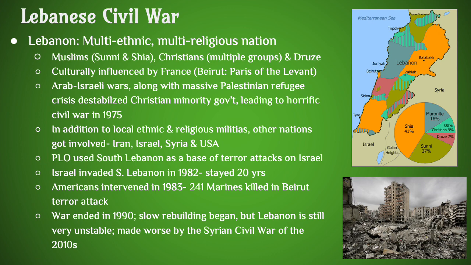And we arrived in 1983 and thought we were going to be the big boys on the block. And terrorists blew up the barracks where our Marines were staying in Beirut and killed 241 of them. And that was enough to make the American people say, hey, why the heck are we in Lebanon? And so we pulled out as a result of that. The war finally ended in 1990, and you have a slow rebuilding process begin during that period. But Lebanon is still a really unstable country, and it's been worse since the Syrian civil war started in the early 2010s.